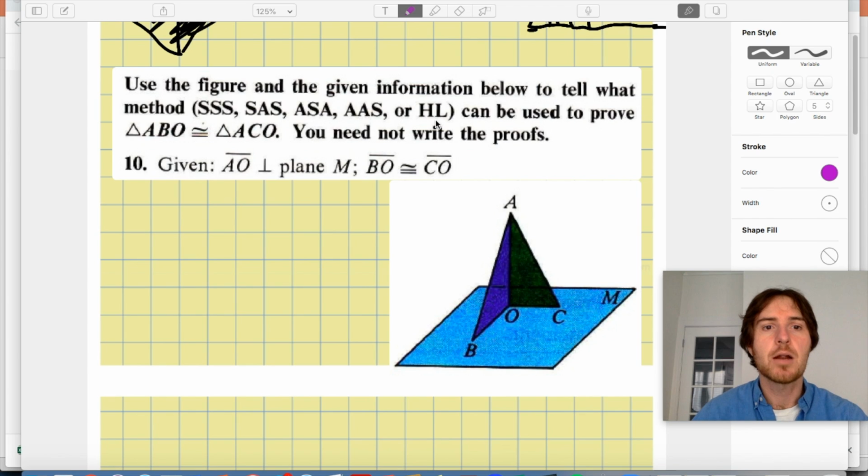You can do it here. All right, use the figure and given information below to tell what method, SSS, SAS, ASA, AAS, or HL, the ones that we've been working with here, can be used to prove triangle ABO is congruent to triangle ACO.